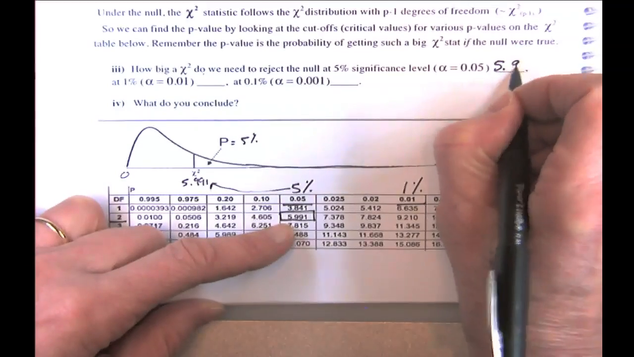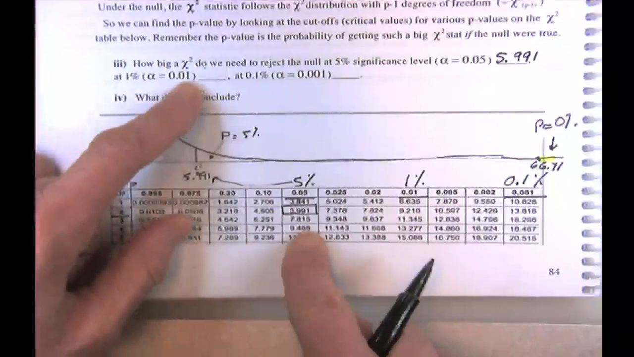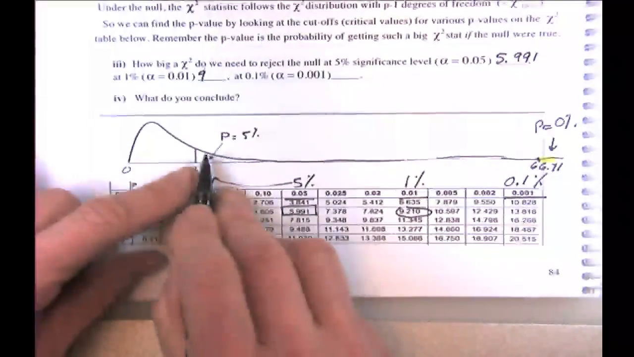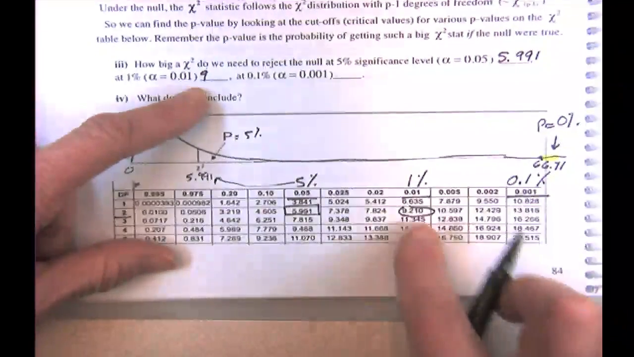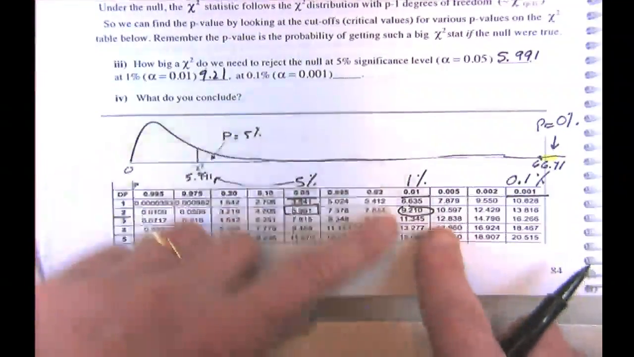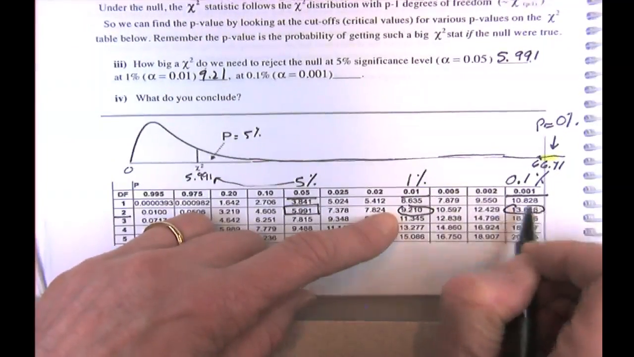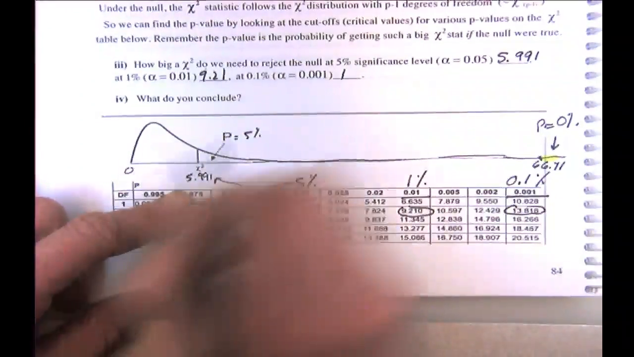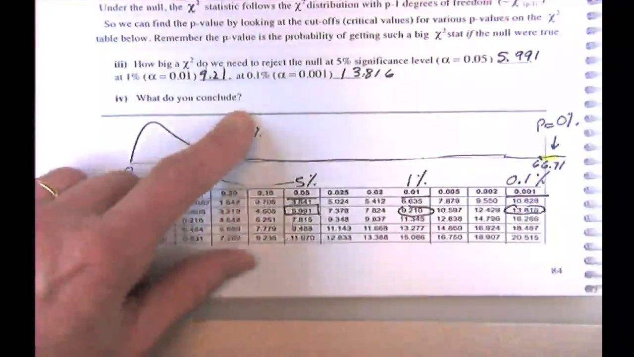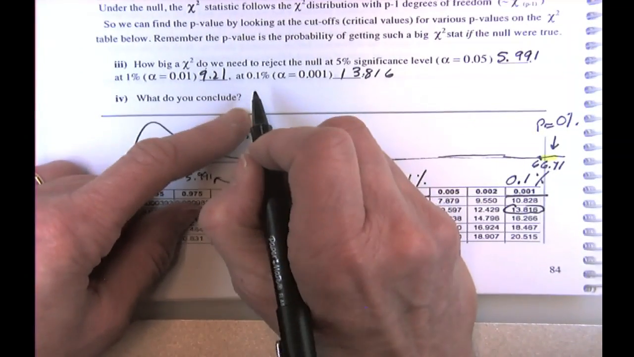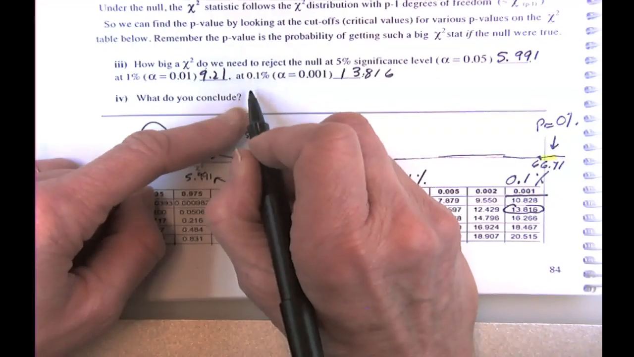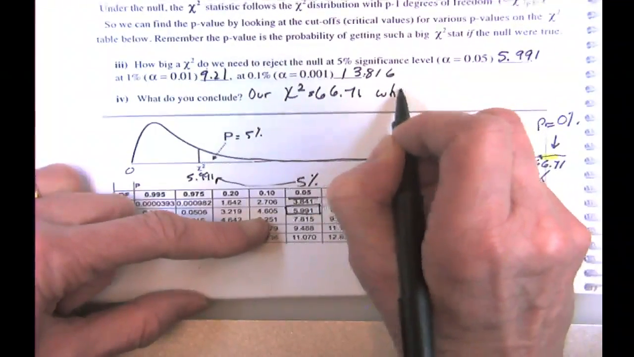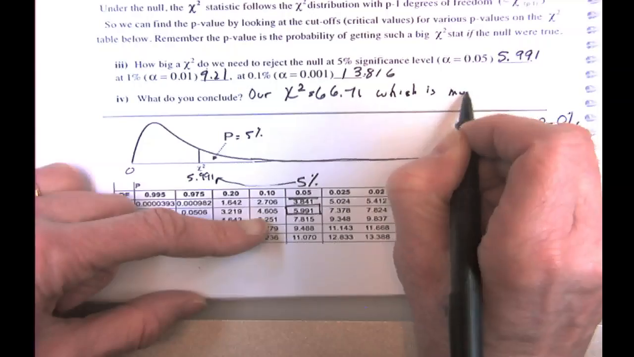These are called our critical values. We certainly have that. 1% would be here. We need a bigger one. We'd have to get further out on the tail if we only want 1% area. That's 9.21. And if we go even further, way out to here, that would just be 0.1% in the right-hand tail. So that's 13.816. So what do we conclude? Well, certainly our chi-squared is huge, so we reject the null. Which is much bigger.